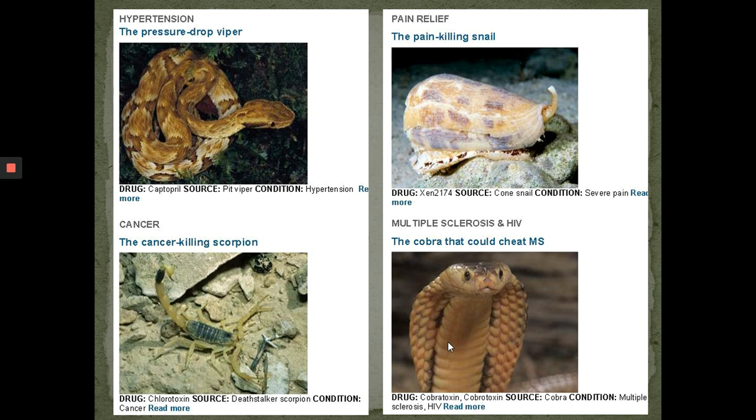Here's a few other examples. We have hypertension drugs from vipers, pain relief drugs that we got from a snail, cancer fighting drugs from a scorpion, MS and HIV drugs that came from a cobra. So these are, again, other examples of medicines that came from organisms that you never would have thought we could get medicine from.